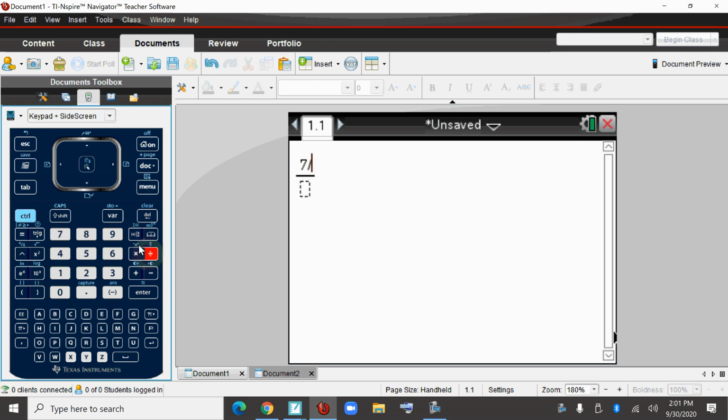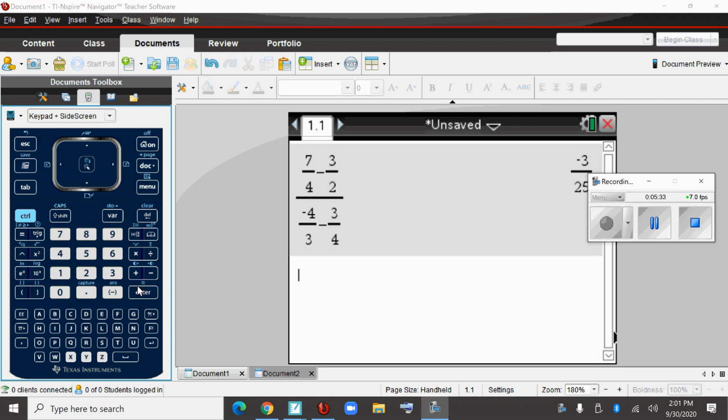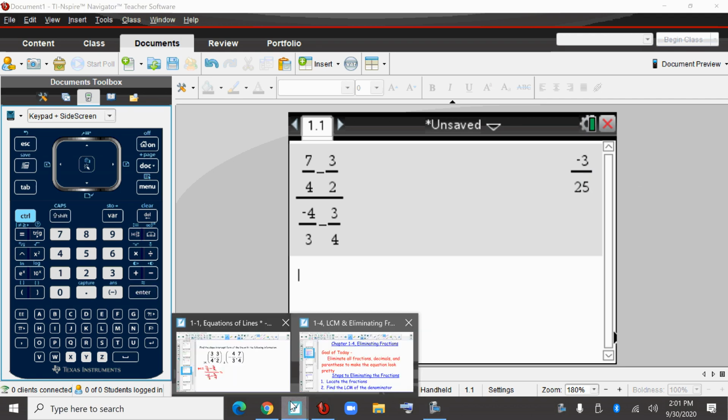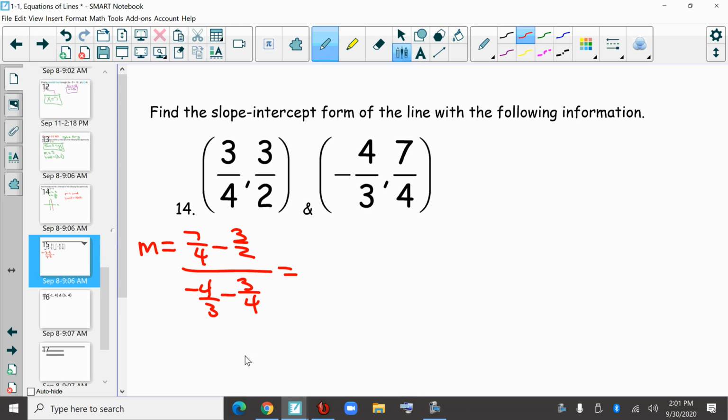And then I'm going to do 7 divided by 4 minus 3 divided by 2, arrow down, and then it's going to be negative 4 divided by 3 minus 3 divided by 4. And hit enter, and it's going to do that math for you. You're going to get negative 3/25. So if you do that, you're literally just going to put that in there. That's negative 3/25. So then you're going to choose a point.